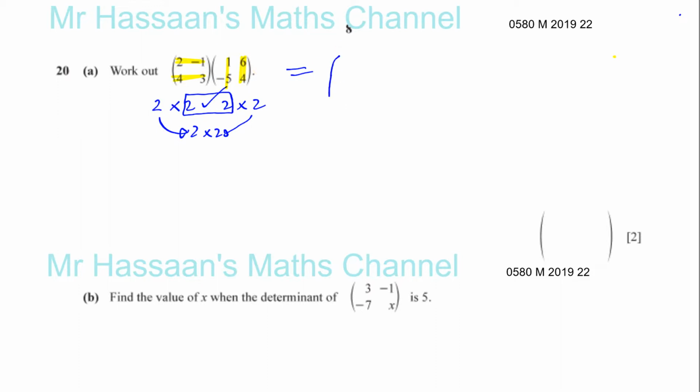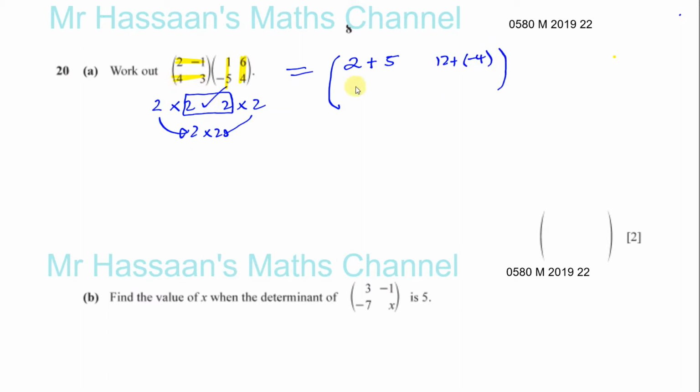So we take the first entry, which is 2 and 1, so 2 times 1, which is 2, and then we add to it the product of the other two, so it's minus 1 times minus 5, which is plus 5. So 2 plus 5, that's going to be the entry in the top left. We took the top row and the left column. And the entry in the top right will be the top row times the right column. So you got 2 times 6, which is 12, and plus, you got minus 1 times 4, which is minus 4. That gives you 12 minus 4.